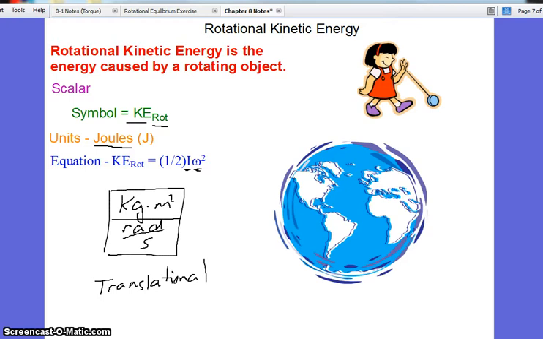Same thing with the Earth. The Earth spins on its axis, has rotational kinetic energy, and also moves around the sun, so it has translational kinetic energy as well. So a lot of different objects have both types. Objects that have only rotational kinetic energy might be something like the Ferris wheel that we had given an example of before. Perhaps it would be like a merry-go-round, which is not moving linearly, but it is only rotating.